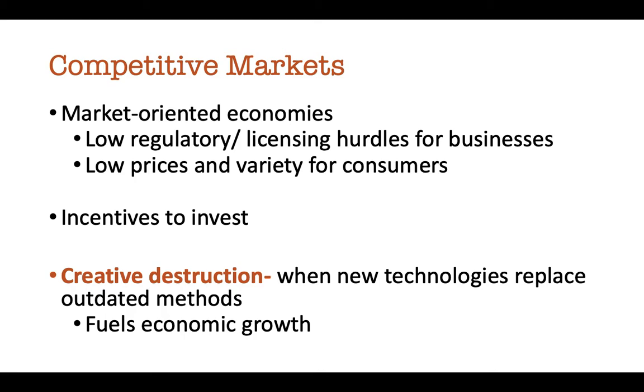So a market-oriented economy is an economy where the economic decisions are left up to individuals. We say people pursue their self-interest, right? Which sounds like an icky term, but really isn't. People trade for what they want, and that has a way of making everyone better off. So allowing people to trade, to start businesses, so having low regulations and low licensing hurdles to start a business, so make it easy to start a business, means there's going to be more competition in the economy.